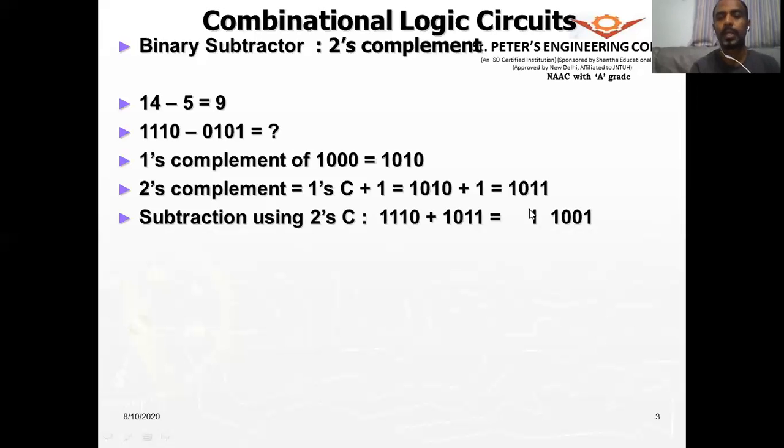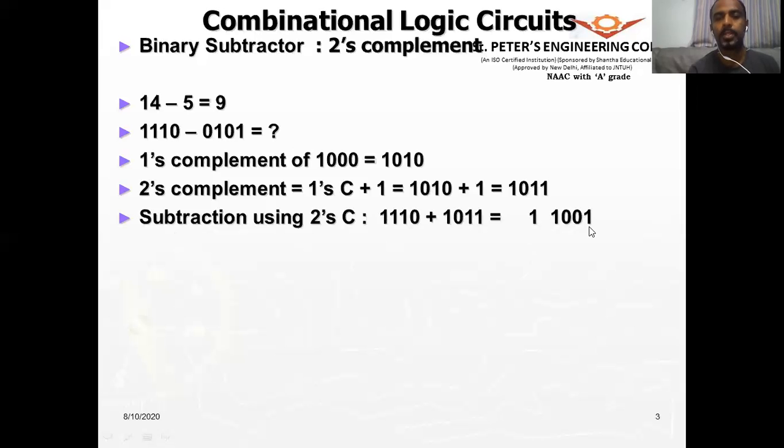So this is an extra bit. We have only 4 bits, but this is an extra bit, that is a 5th bit. So this is a carry bit. So that is why I have written separately. Now, according to this 2's complement method, if you get a carry, that means the result is correct.